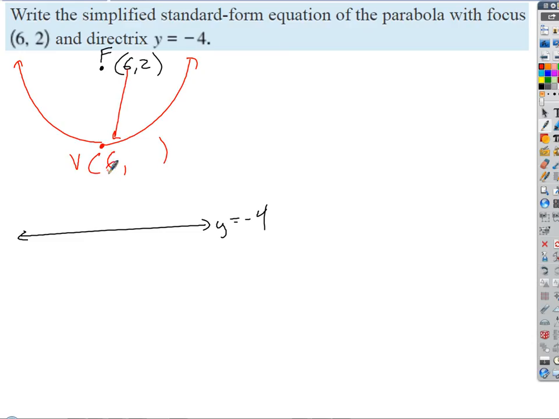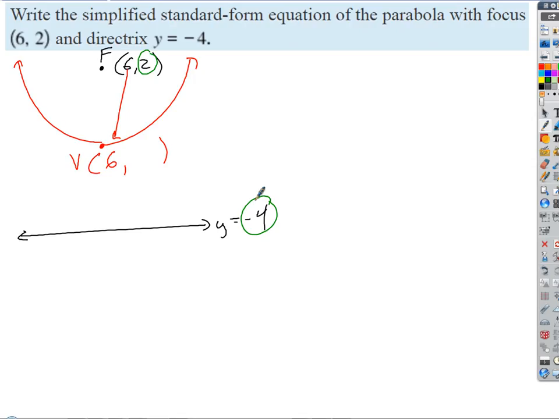So we know that the x-coordinate's going to be the same for both the focus and the vertex. How are we going to find the y-coordinate for the vertex? Add those two together, divide by two. Yeah, good. We just want to average the y values of the focus and the directrix, right? It's got to be the middle y value. Same x value as the focus, average of these two y values, though. So what do we get when we average those?